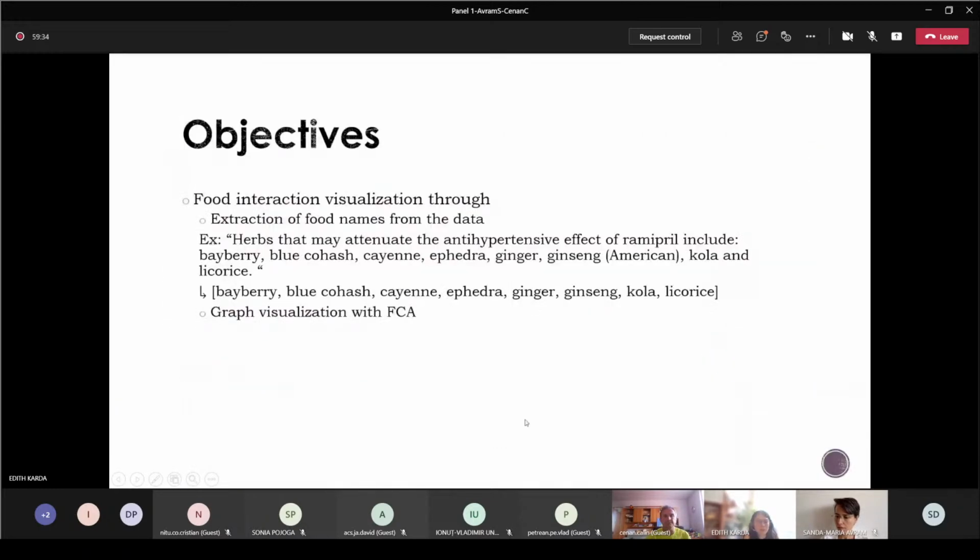Okay, so what was the scope of my project? I had data for food interactions, like this example where we can read herbs that may attenuate. Basically, we have different drugs, and if we take them, we can have food interactions. The scope of this project was to extract the food names from these interactions, like here in the example, and visualize them in a graph.